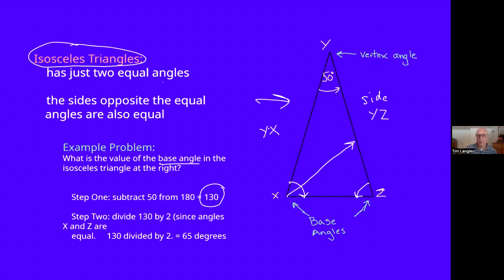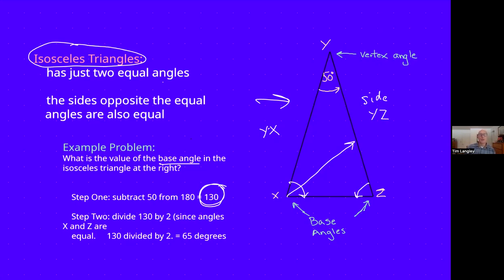So again, what we did was they want to know what X and Z are, those angles. We know they gave us 50. We subtract that from 180, that gave us 130. We know there's two angles left and they're both equal. So if we divide 130 by 2, that tells us what those two equal angles are on the screen. Okay. All right, moving on to my next slide.